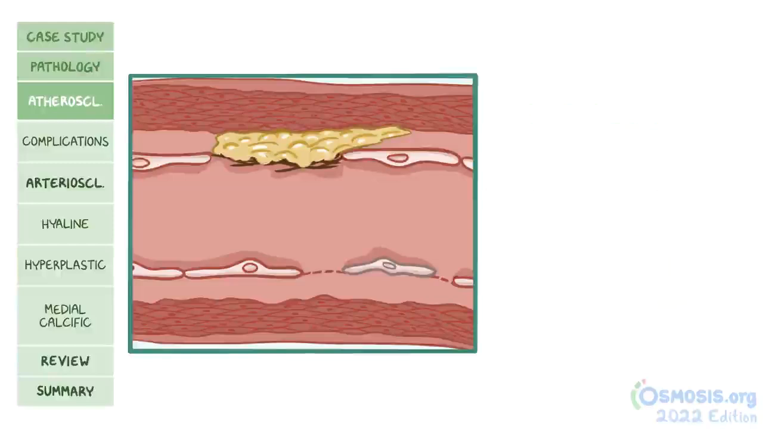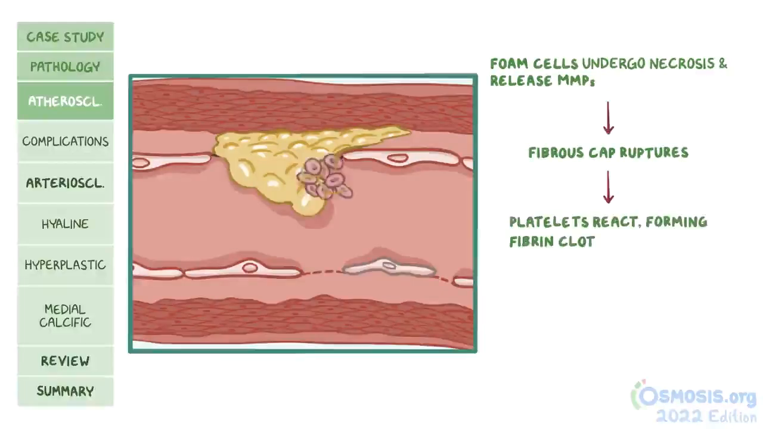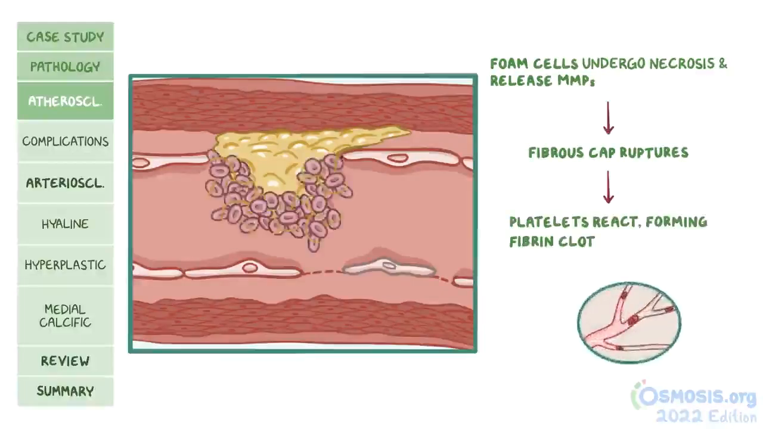Now, over time, foam cells within the lipid core undergo necrosis and release matrix metalloproteinases, or MMPs. These enzymes begin chewing away at the fibrous cap, making it thinner and thinner until one day it ruptures. When this happens, the atheroma is now exposed to the blood vessel lumen. Platelets react as they should, by forming a fibrin clot at the site of rupture. Unfortunately, these clots can occlude the lumen of the artery even more, or they may detach and move to obstruct other blood vessels, like the arteries in the brain.